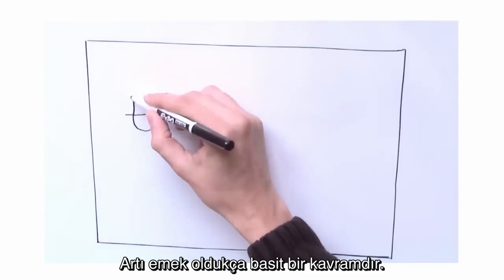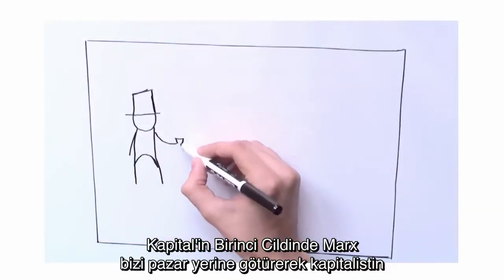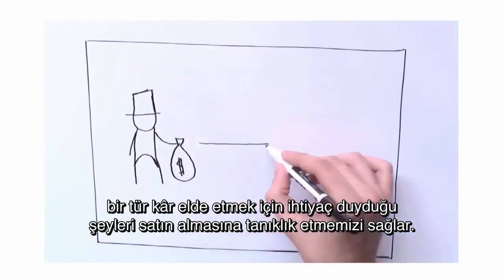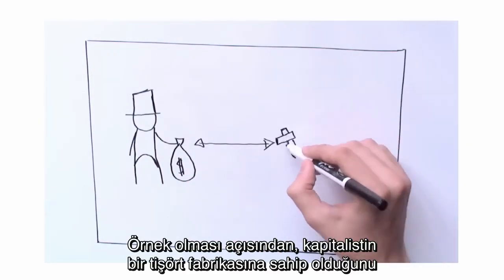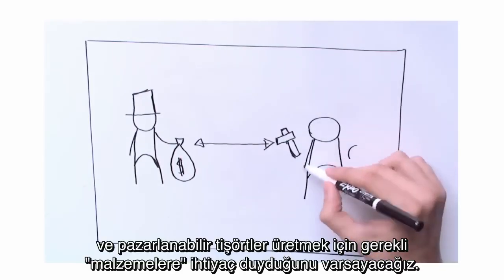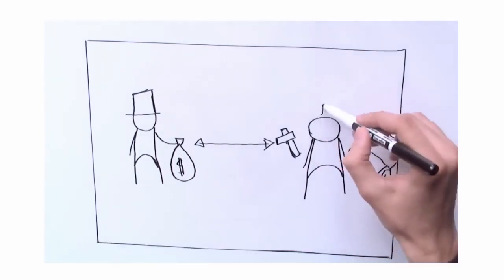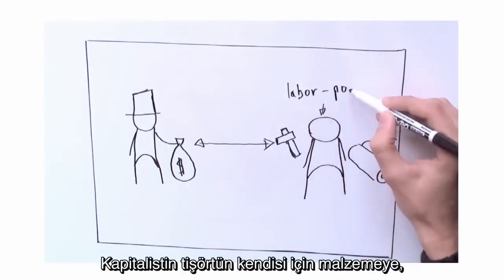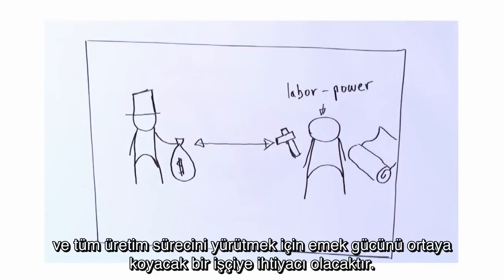Surplus labor is a pretty simple concept. In Volume 1 of Capital, Marx takes us to the marketplace to witness the capitalist buying the things he or she needs in order to make some kind of profit. For the sake of example, we're going to assume that the capitalist owns a t-shirt factory and needs the necessary ingredients to produce marketable t-shirts. The capitalist is going to need material for the t-shirt itself, some kind of machinery for assembly, and a worker to commit their labor power to running the whole production process.